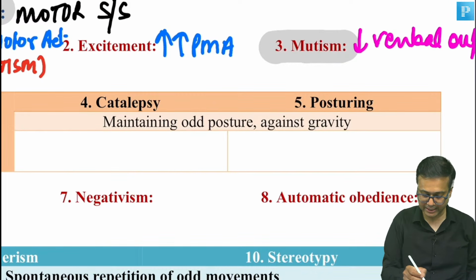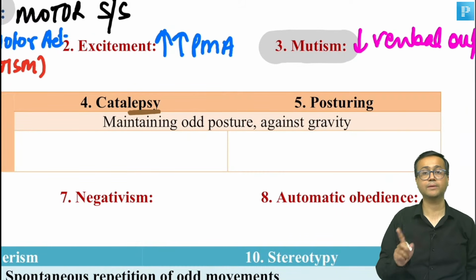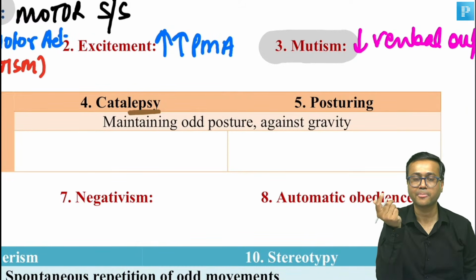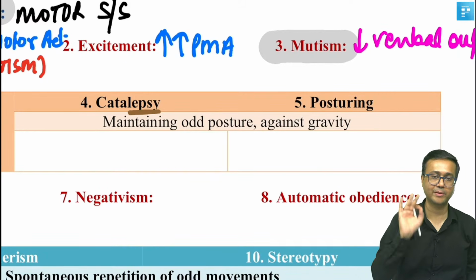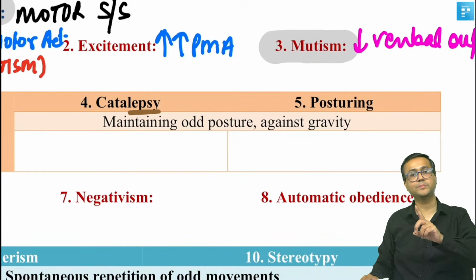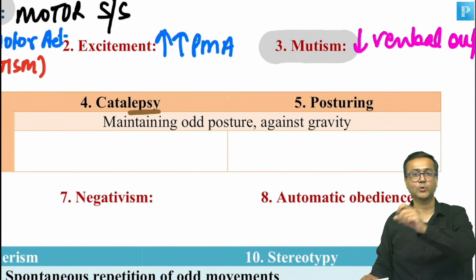One is catalepsy. Again, don't confuse catalepsy with cataplexy. Beta, cataplexy, we will discuss in a sleep disorder, narcolepsy. How to remember? Beta, remember it like this: in narcolepsy we don't get catalepsy, we get the opposite, we get cataplexy. So where do we get catalepsy?